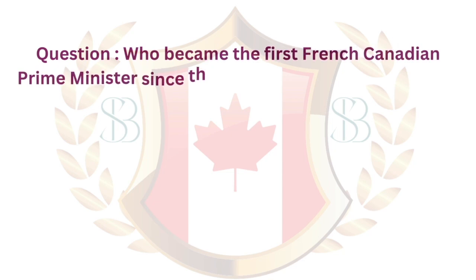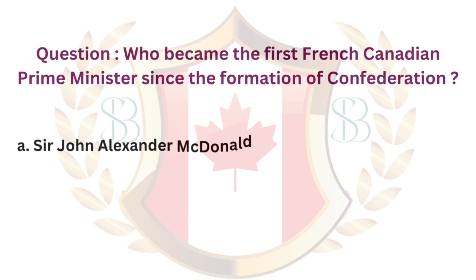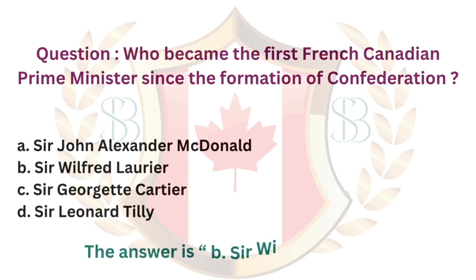Question. Who became the first French-Canadian Prime Minister since the formation of Confederation? A. Sir John Alexander Macdonald. B. Sir Wilfrid Laurier. C. Sir Georges Cartier. D. Sir Leonard Tilley. The answer is B. Sir Wilfrid Laurier.